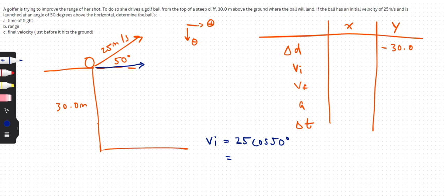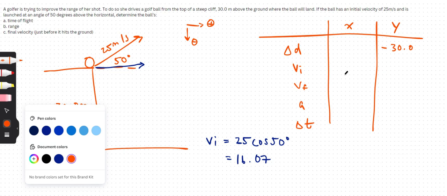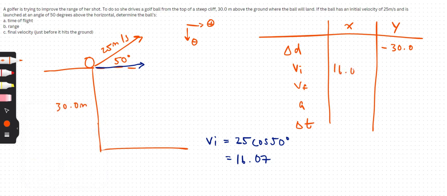And if I type this out in my calculator, it's 16.07 about. And as we know, the horizontal velocity is not going to change. There's no other force acting on it except the initial force where the golfer striked the ball. So then the final velocity in the x direction is going to be the same.